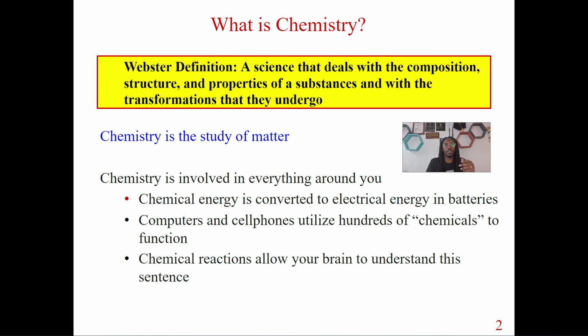Chemistry is everything. It's the study of everything, the study of matter. Once again, stay with me, everybody. We're going to talk about matter in more detail in a bit.